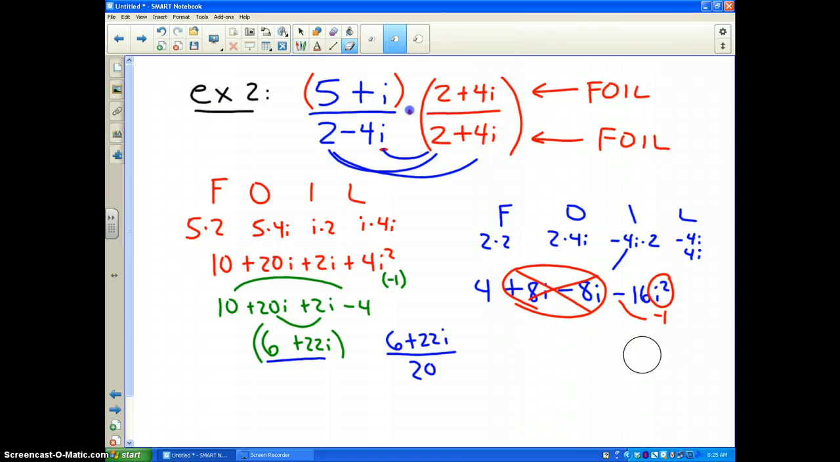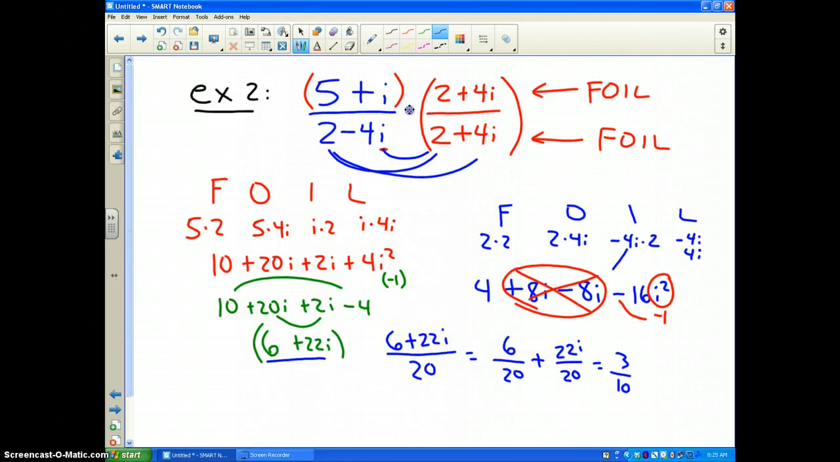Now I'm going to do a little erasing because I just got to simplify. The real part becomes 6 divided by 20, and the imaginary part becomes 22i divided by 20. And if I reduce those fractions, I believe I get 3/10 for the real part, plus, and then the imaginary part becomes 11/10 i.